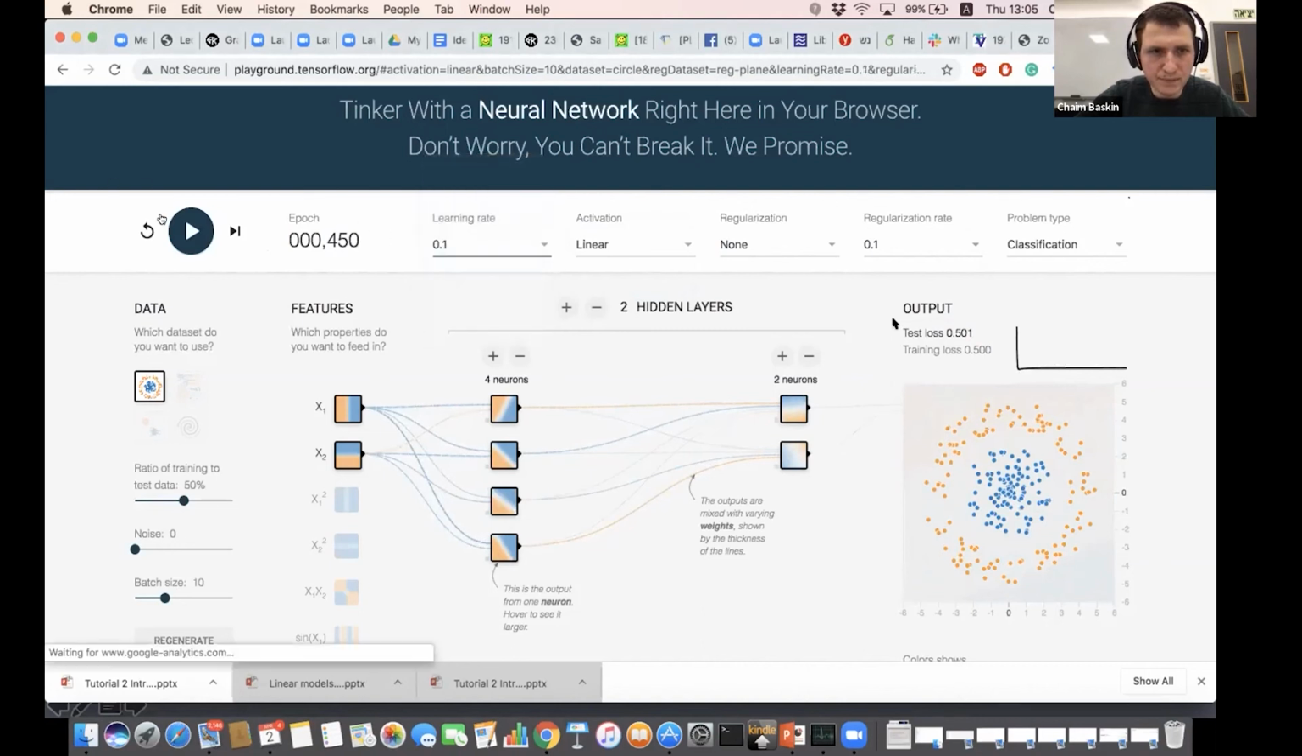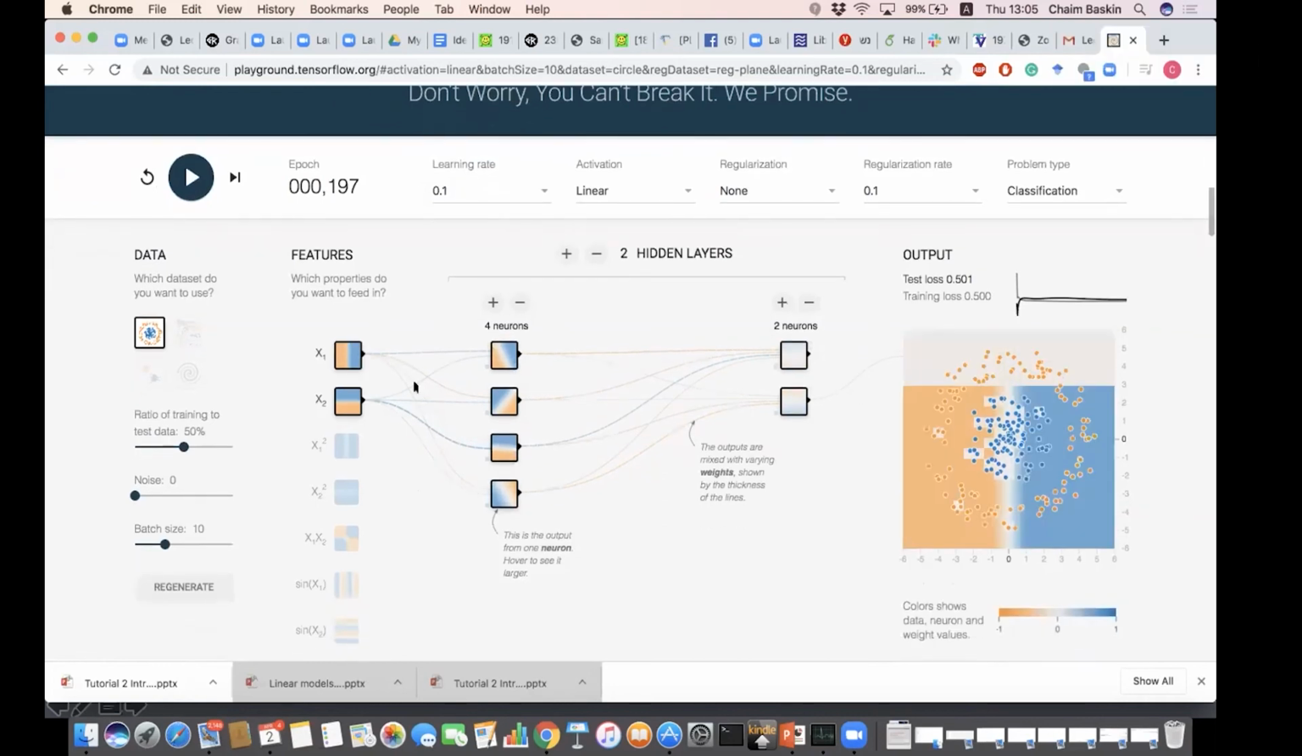Let's do it more. Okay, so what happens here? The test loss, and what about our training loss? Guys, why is our training loss like this? So we have two. It's not that good. Yeah, it's not good, of course, because we cannot distinguish.